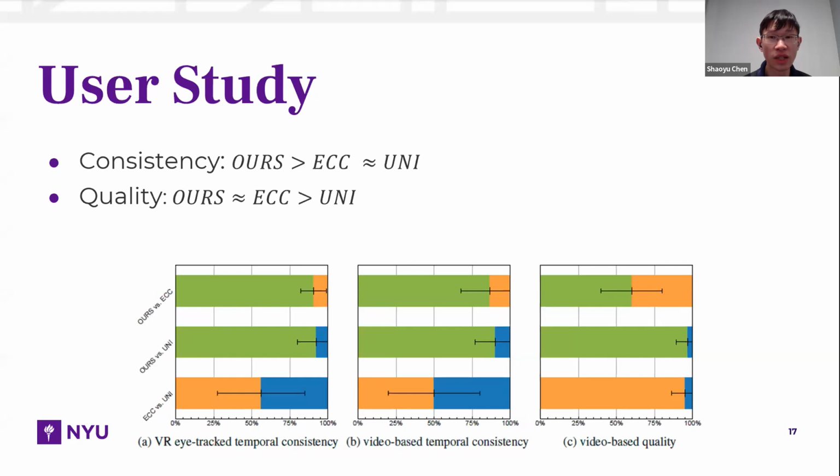Here are the user study results. For temporal consistency, our method was voted as significantly more preferred than the eccentricity-based and uniform methods, while the eccentricity-based and uniform methods have similar voting. Our and the eccentricity-based method have similar visual quality, while both are much better than the uniform method.